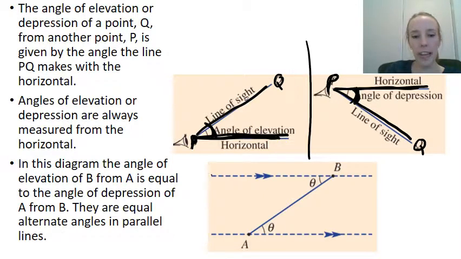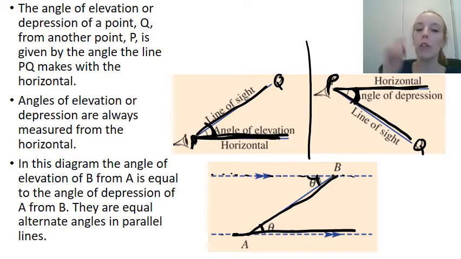You can also see here something that we've touched on before. If you've got 2 parallel lines and you're cutting them, the angle here and this angle here are going to be equal, because alternate angles in parallel lines are equal. So the angle of elevation of B from A: if you're at A here, this would be the horizon and you're looking up at B, so that's an angle of elevation. I'll draw that in purple.